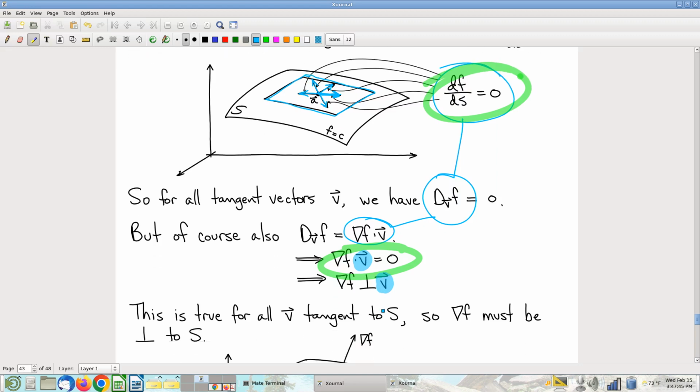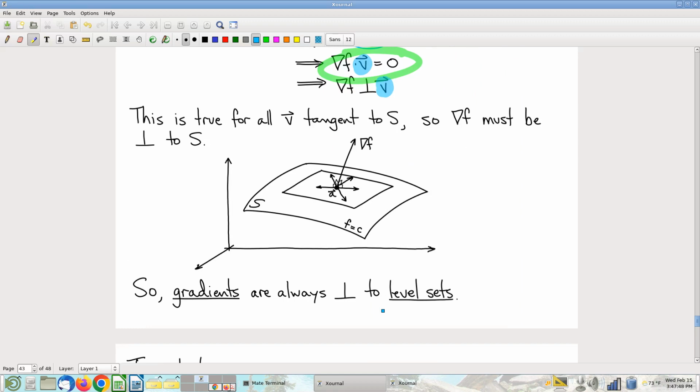And there's really only one way that could be the case. If the gradient is perpendicular to all of these tangent vectors, then the gradient would have to be perpendicular to the entire tangent plane, which you might find convenient to rephrase as the gradient has to be perpendicular to the surface itself.